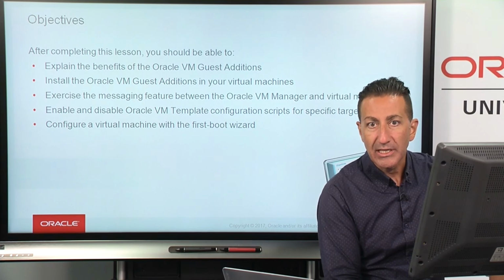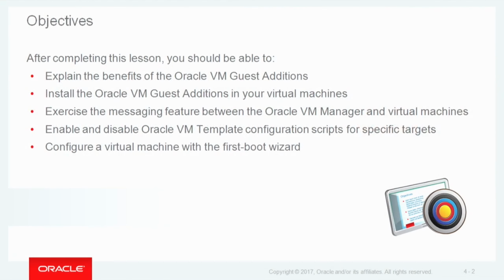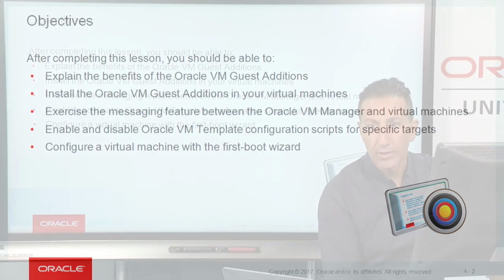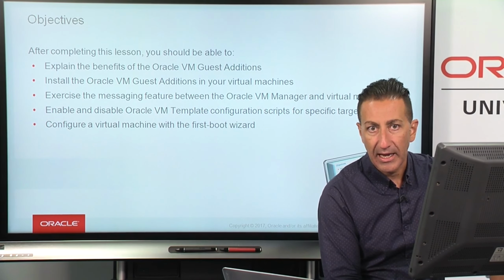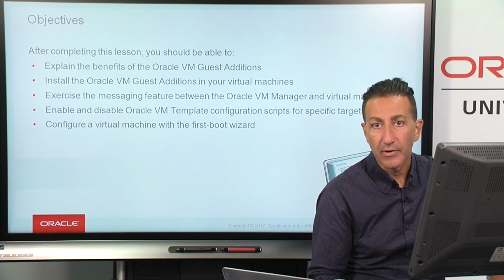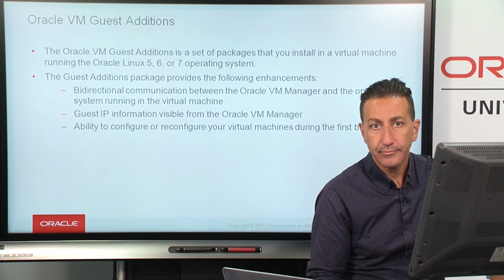We're going to learn how to install these Oracle VM guest editions in your virtual machines. We exercise the messaging feature between the Oracle VM Manager and the virtual machines. The messaging feature is bidirectional between the manager and the virtual machines. We disable the Oracle VM template configuration scripts for some specific targets, and we're going to learn how to configure a virtual machine with the first boot.